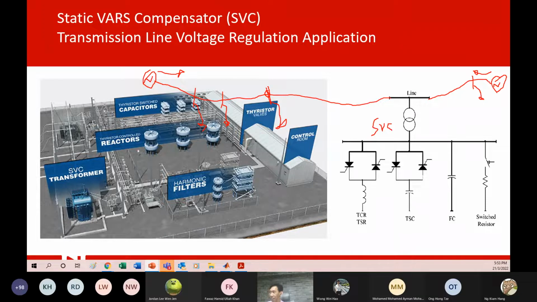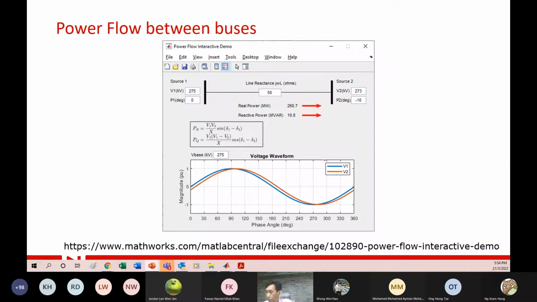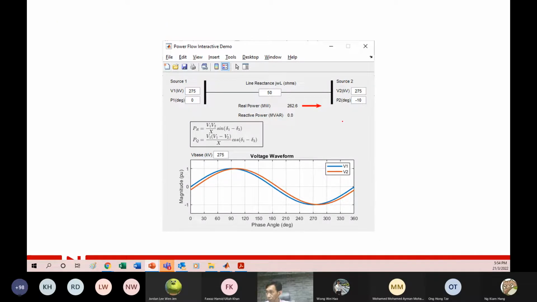You want to put here, but I don't see any generation plant just in front of them before they have SVC, right? So it's usually put in between so you can control how much real power comes here, how much reactive power you want to go here. Remember in the last class, I showed you this MATLAB program. So you have two sources, right? Now you see these are the impedances. By changing the angle and the voltage at both sides, you're actually controlling how much power you want to deliver from one side to another side, you see, like this. So in order to do this, you will usually have this SVC in the middle of the line.